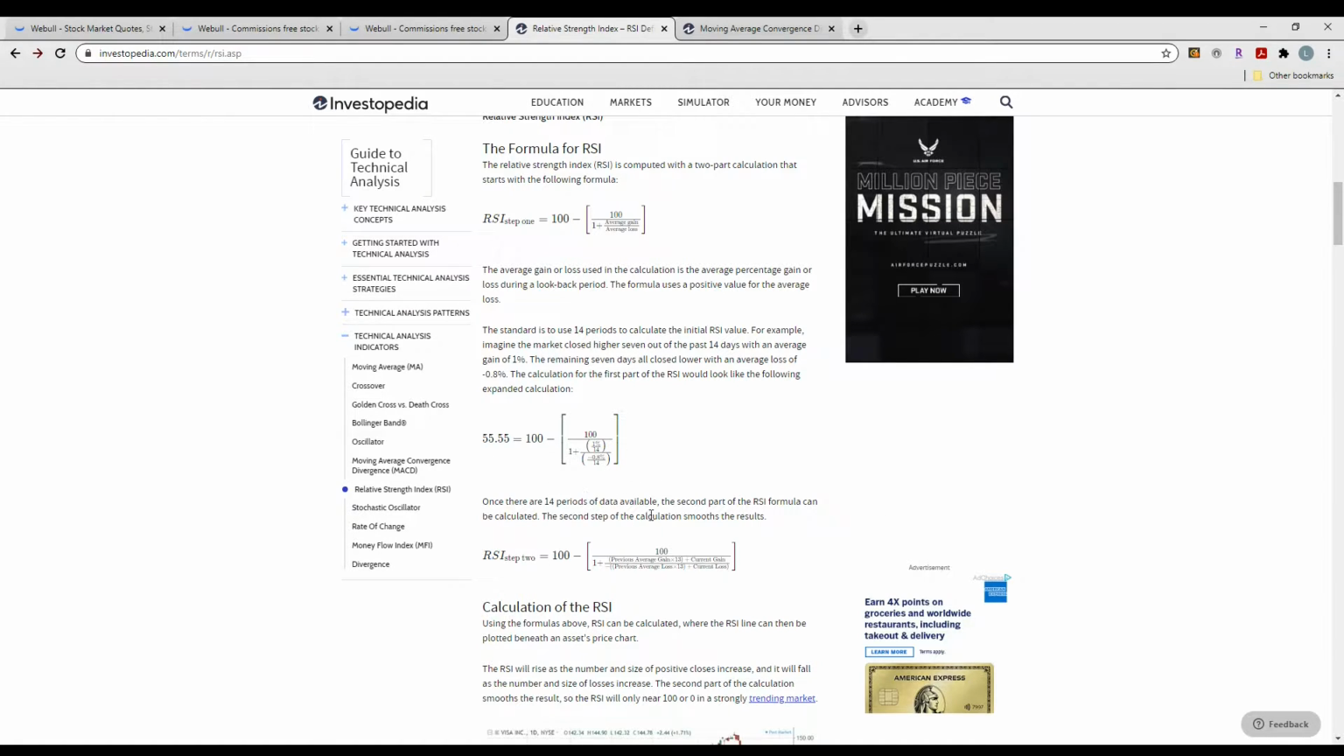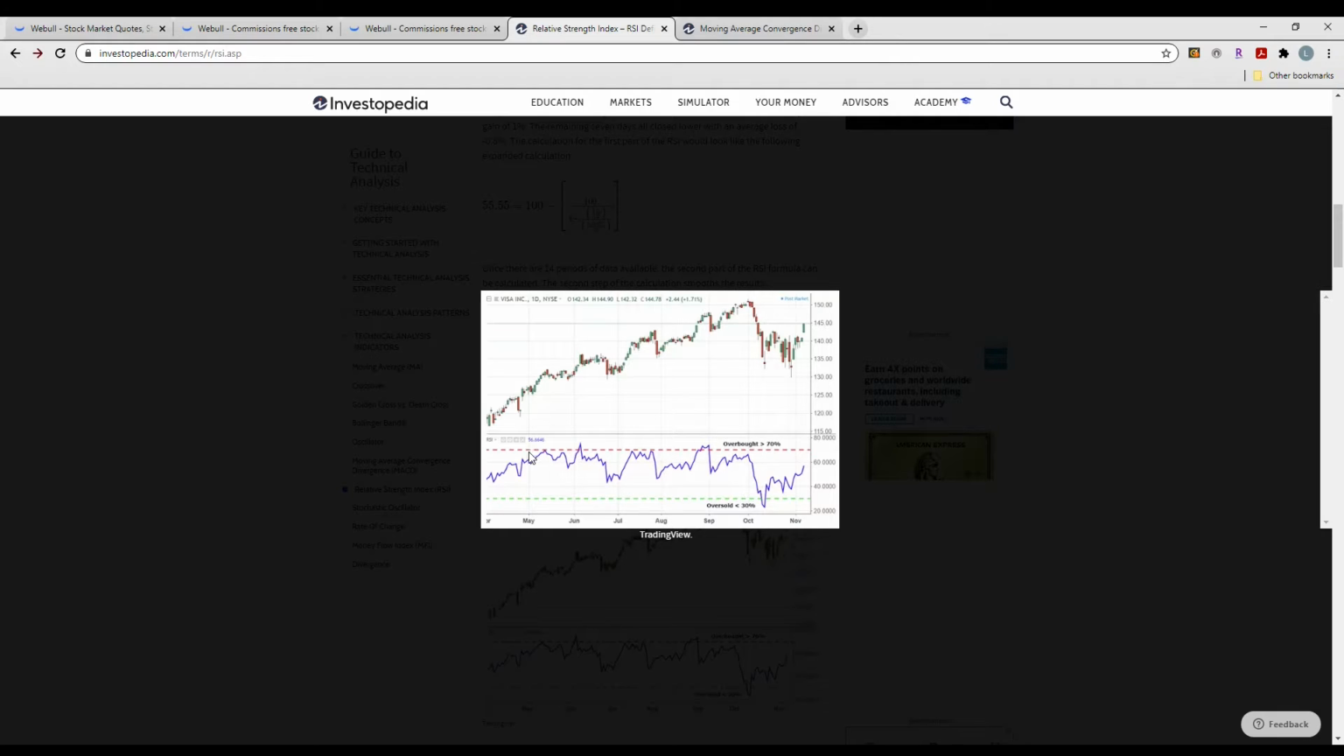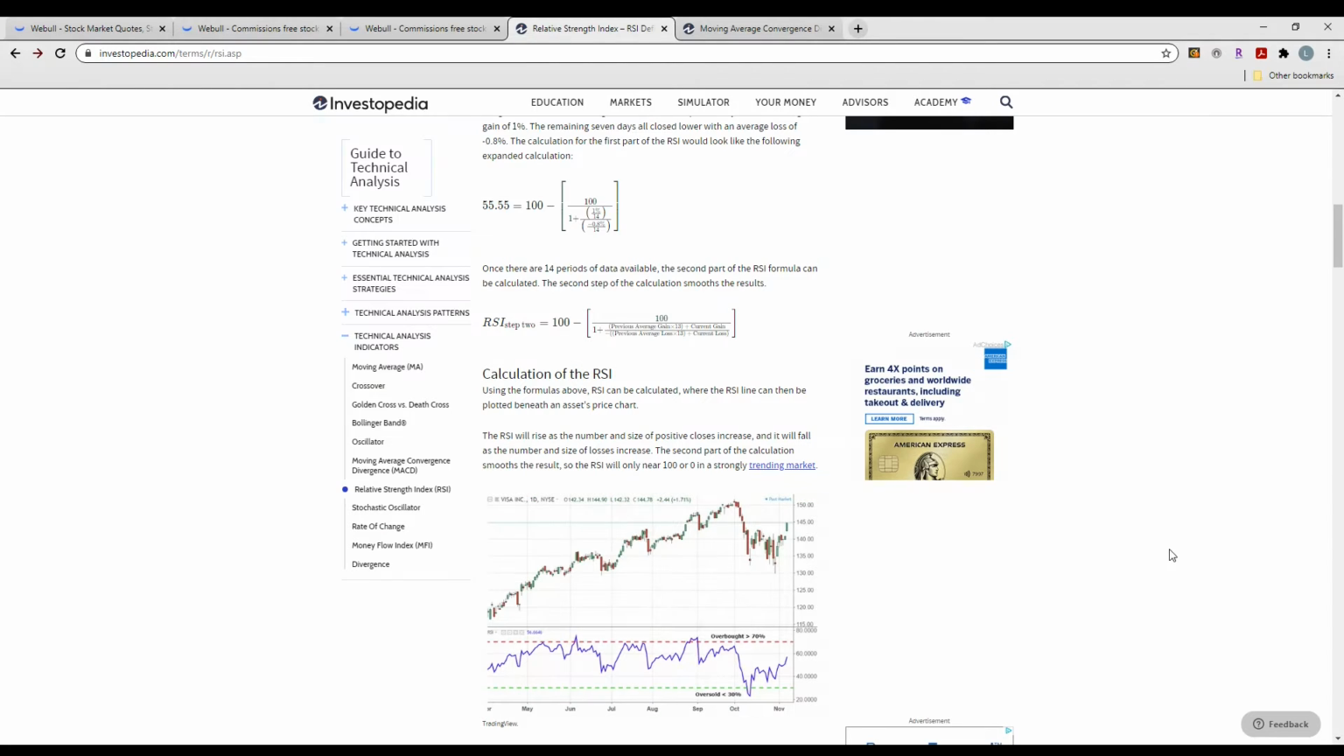The RSI is displayed as an oscillator. Now you might be asking, what's an oscillator? All it is is a line graph that moves between two extremes with readings of 0 to 100, with a value of 70 or more indicating an overbought signal, and with a value of 30 or less indicating an oversold signal.